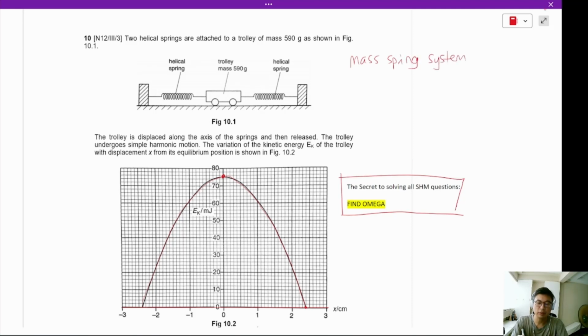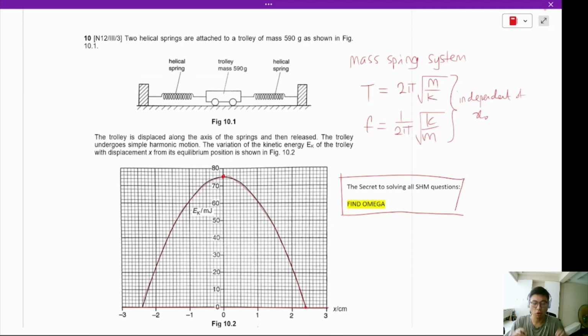Now for a mass spring system, the equation that relates the frequency and period to the mass and the springs is as follows. The period of the mass spring system is given by 2 pi square root m over k, and the frequency of the spring system is 1 over 2 pi square root k over m. Notice that these two are independent of the amplitude.